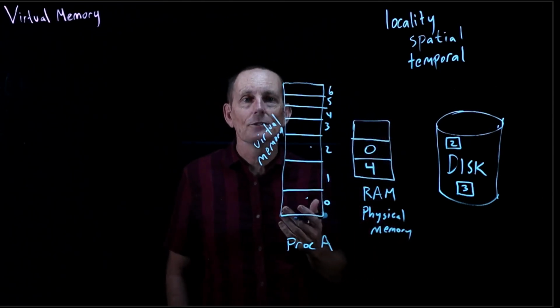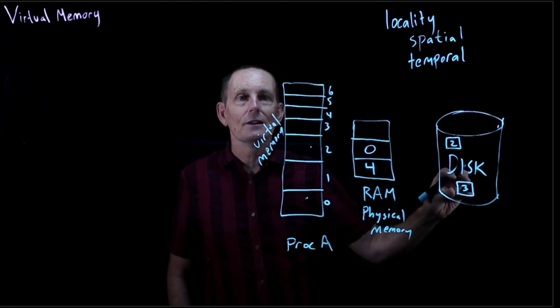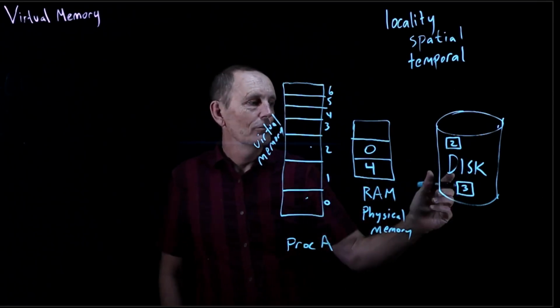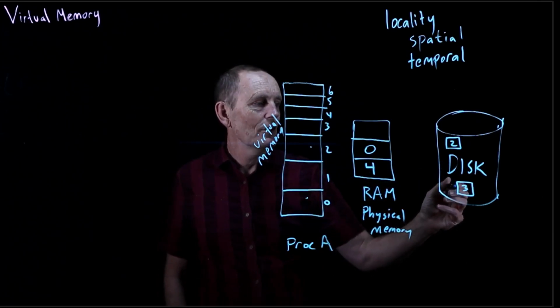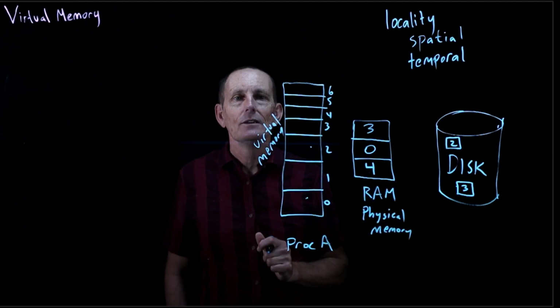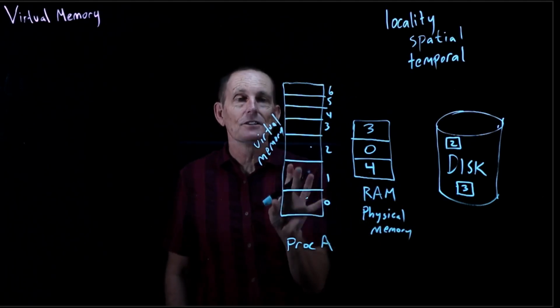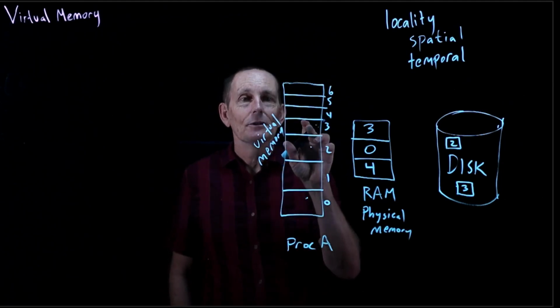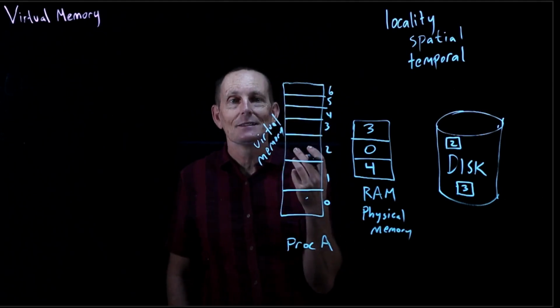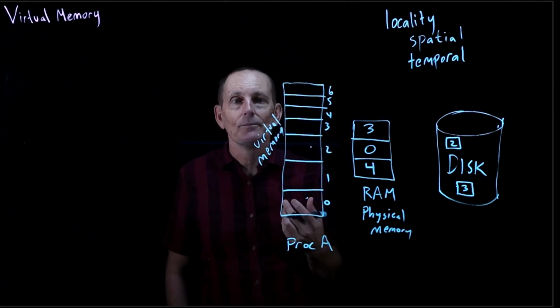Where do we get the contents of page 3? Well, we have it stored right here. This was the last contents of page 3. So if we now move page 3 from disk into memory, then we have the last contents of page 3. And so as far as this process is concerned, when it writes or reads from page 3, it has the same page content that it did the last time it saw it.